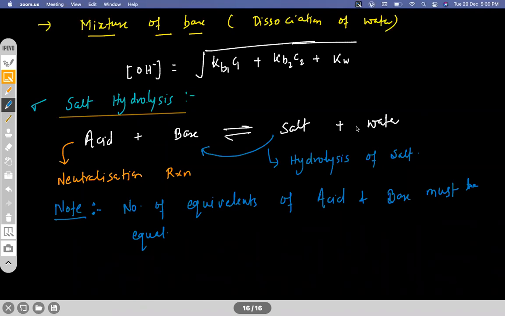Okay. When you do not have equal equivalents of acid and base, then the solution may be what? May be acidic or basic. If acid is more, then the solution is acidic. If base is more, then the solution is basic.